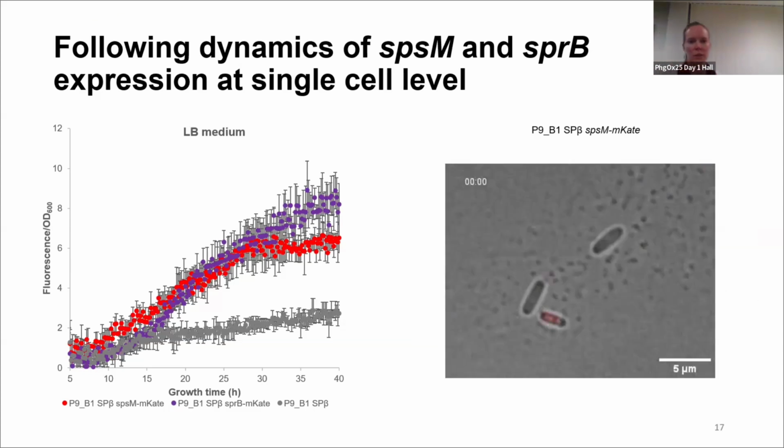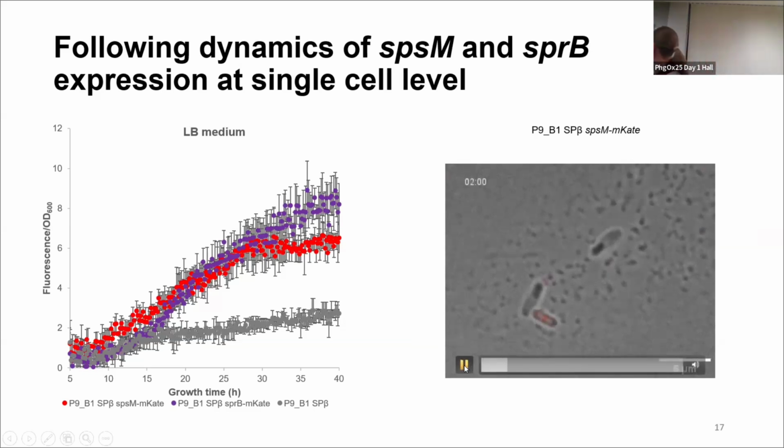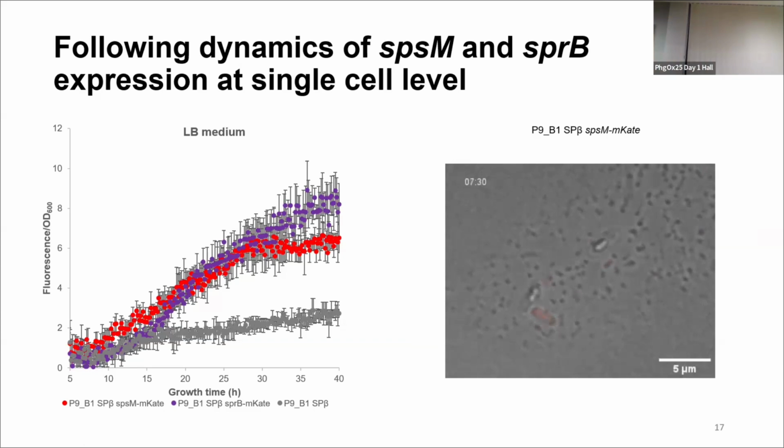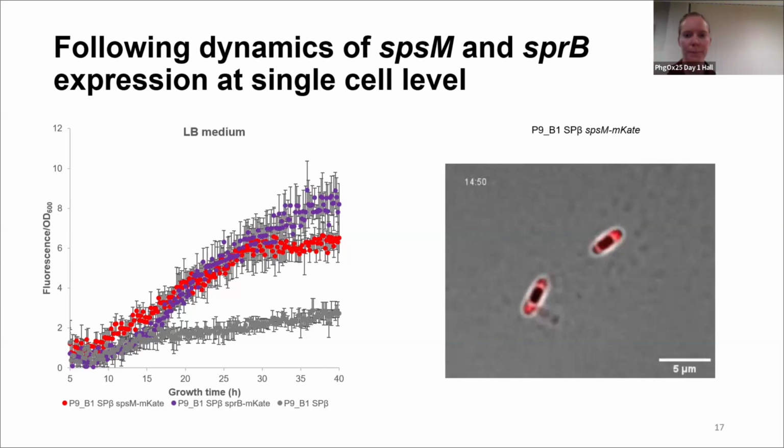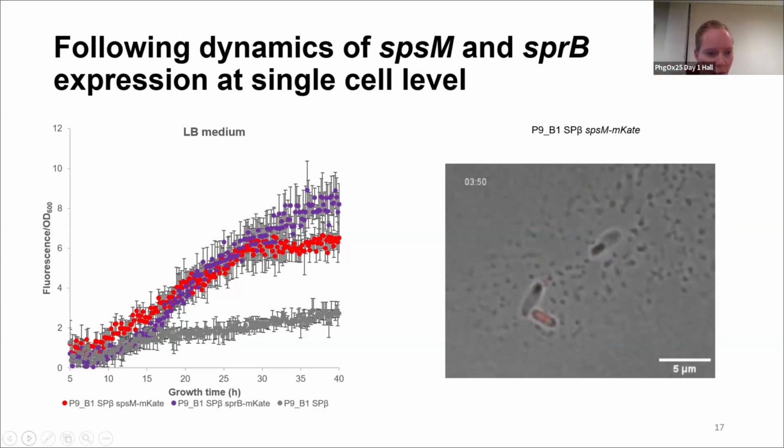Just to also show you how this happens in time, I have here a time lapse. So you can see that here are 2 cells starting to sporulate. Then the spore is maturing. And towards the end of this process, you can also see that the SPSM is being expressed and is then really nicely localized in the mother cell.